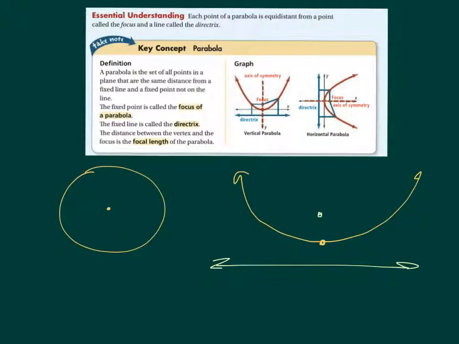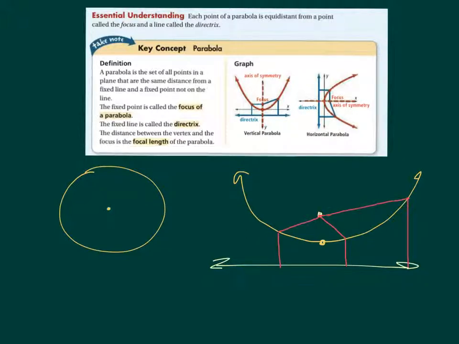What this is saying is this distance is the same as this distance. This distance is the same as this distance. And on and on. So that's how we define a parabola, is that every point on the parabola, every single one, is equidistant from the focus and from this line we call the directrix. That's how it's defined.